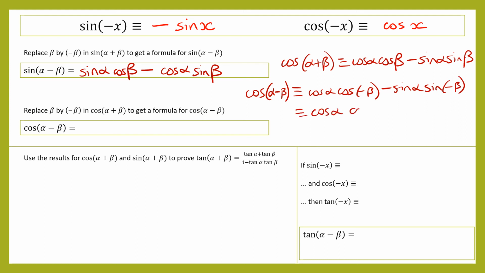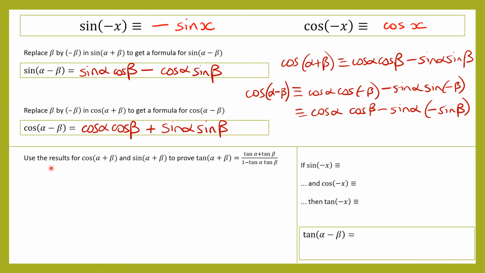Cos of negative beta is just cos beta, and sine of negative beta is negative sine beta. That is being multiplied by whatever's next to it, so it needs to go in brackets. Now when you expand these brackets and tidy up, we get the result that we know: cos alpha cos beta, and then plus sine alpha sine beta.